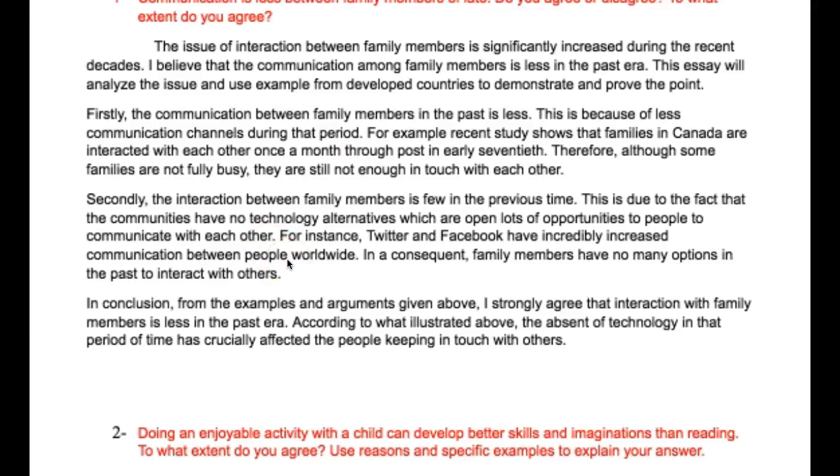Okay, so you have, this is much stronger because here we've got the comparison, okay, and we've got real world examples, so that's even better, but this one's a little bit soft. So this is the style we want, okay? In conclusion, from the examples and arguments given above, I strongly agree that the interaction with family members is less in the past era. Good.